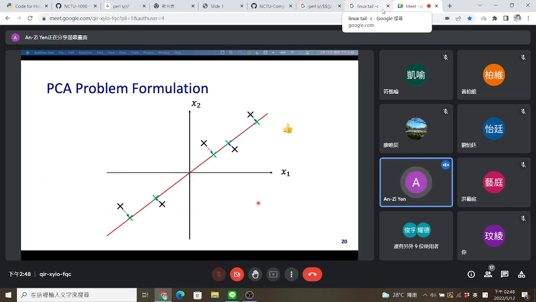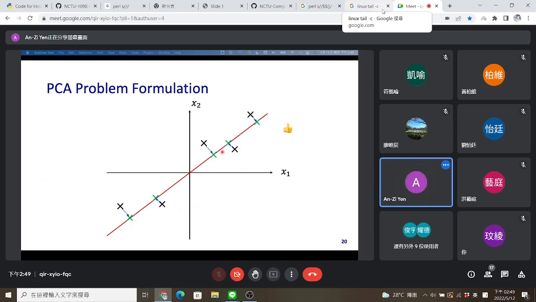So let's see the PCA problem formulation. Suppose we have a data set with 5 points of data, and let's say we want to reduce the dimension of the data from two-dimensional to one-dimensional. So in other words, we would like to find a line and project the data onto this line.